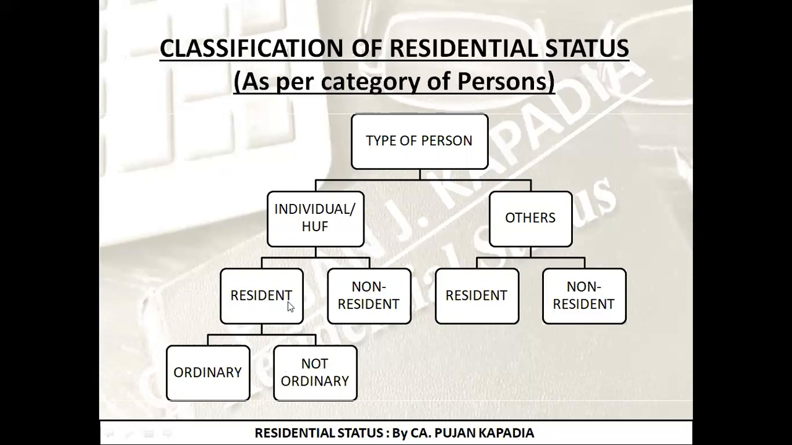So primarily we determine resident versus non-resident, for which we take care of basic conditions, and furthermore we take care of additional conditions to determine ordinary resident and not ordinary resident. I would just like you to take a moment and have a quick overview of this particular chart so that it is clear, as per category of person, what the classification of residential status is.